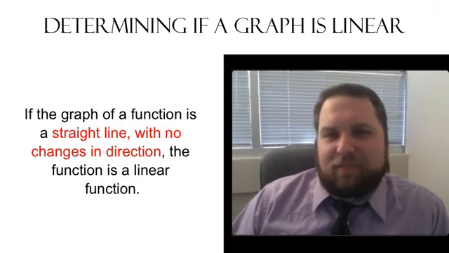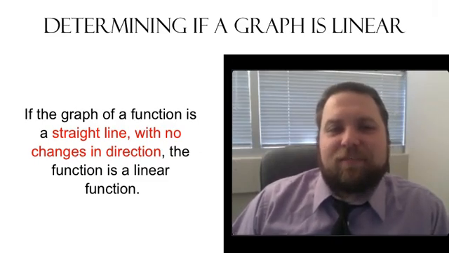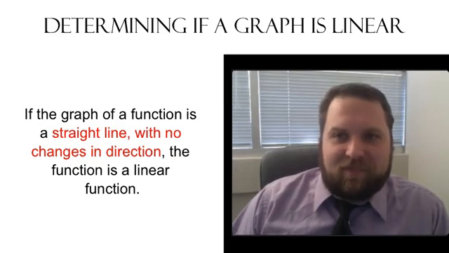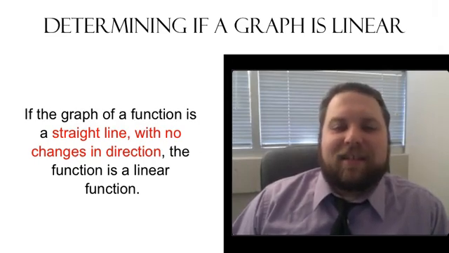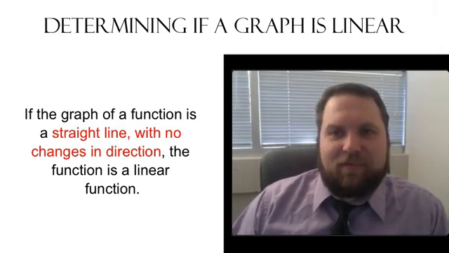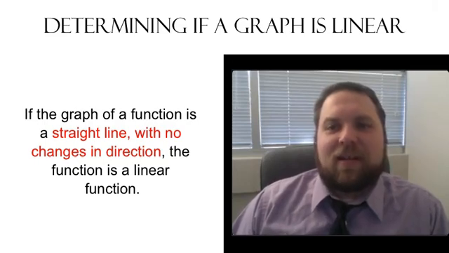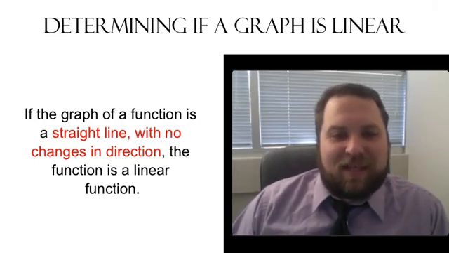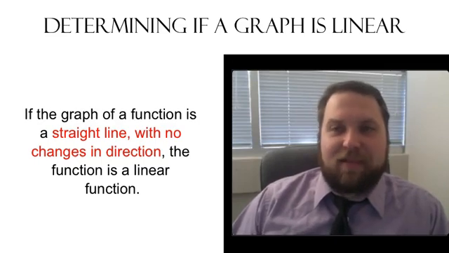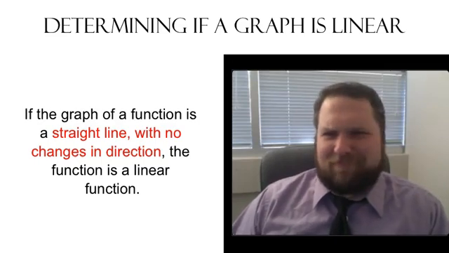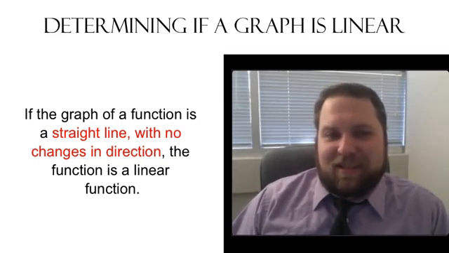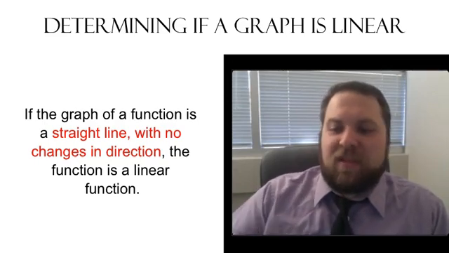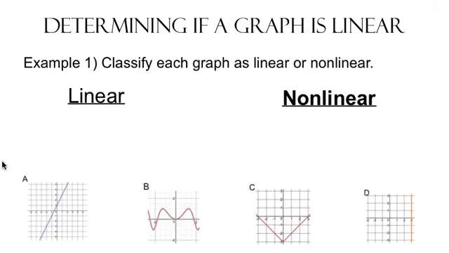Let's start with a graph. To determine if a graph is linear, look at it and see if it's a straight line, no changes in direction. If it is a straight line, then it is a linear function. If we stop and think about it for really just a moment, we can understand that that's where these functions get their name. Linear, line, not a coincidence. So as long as it's a straight line, then it is a linear function. So let's take a look at some examples.